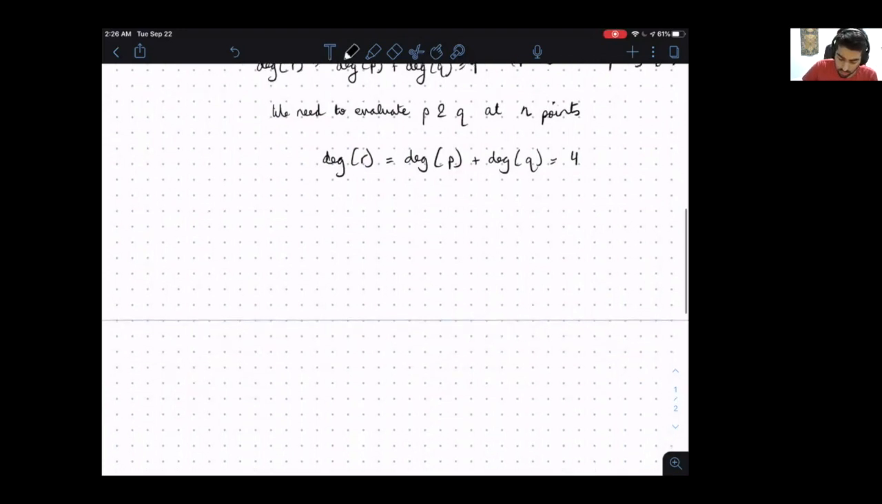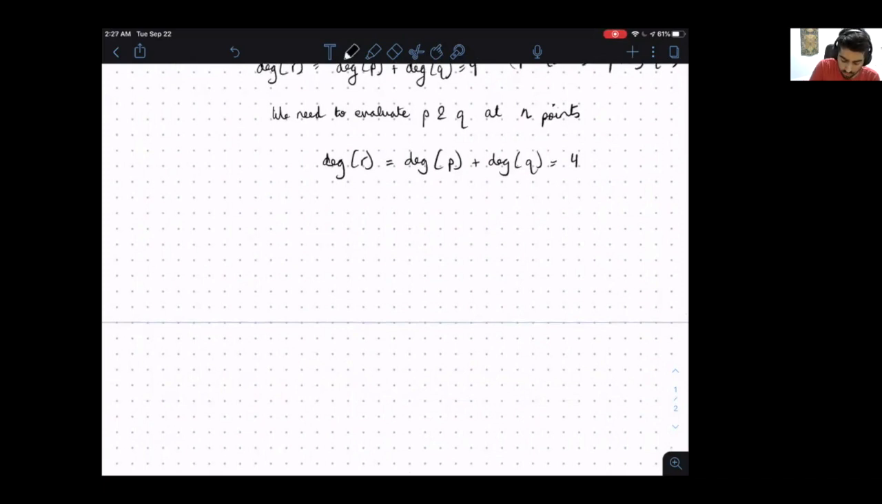Okay, so let's put those two things together. We have that n has to be a power of 2, specifically the smallest power of 2 that is greater than the degree of R, because again, it has to be at least degree of R plus 1, which is the minimum number of points that we need. So it has to be greater than the degree of R, which is the same as degree P plus degree Q.